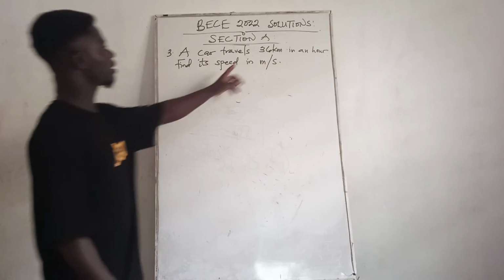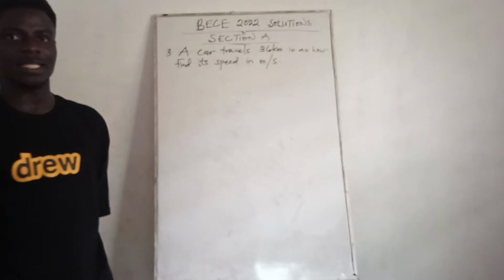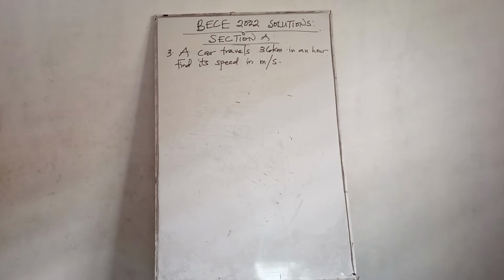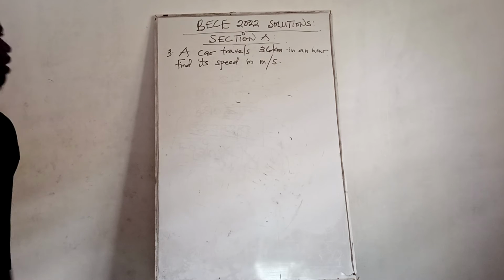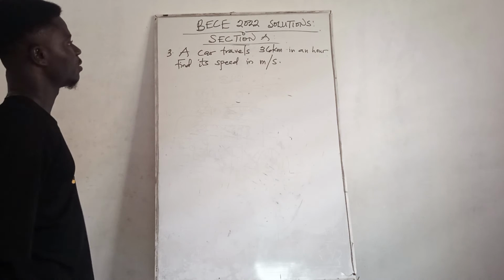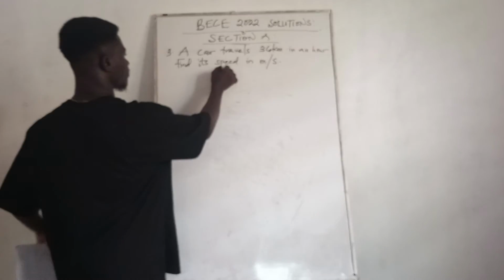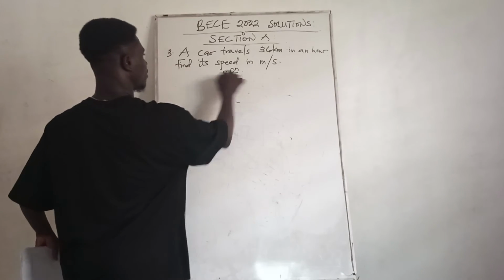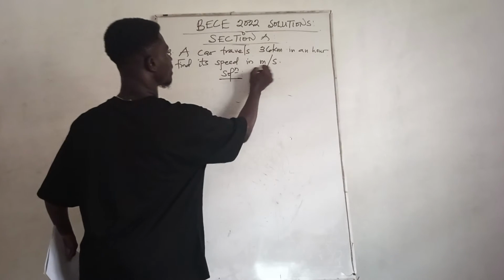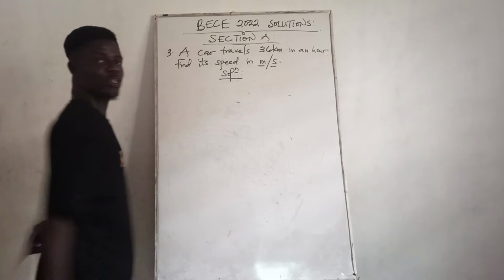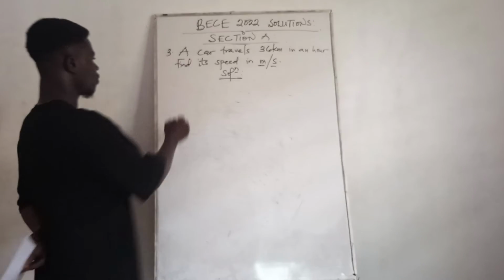All right. So a car travels 36 kilometers in an hour, right? So we should find its speed in meters per second. So now, how best can we solve this? All right. So now let's see. Here we want the speed in meters per second here, right? So now I can say that let me change my kilometers to meters.